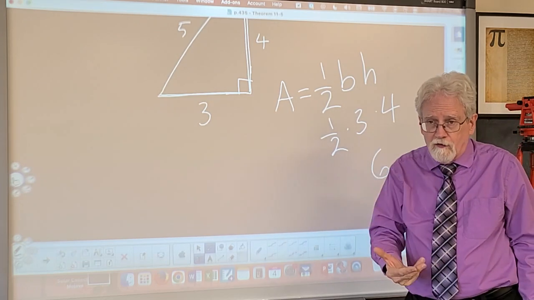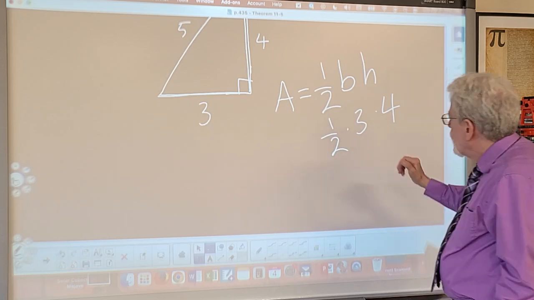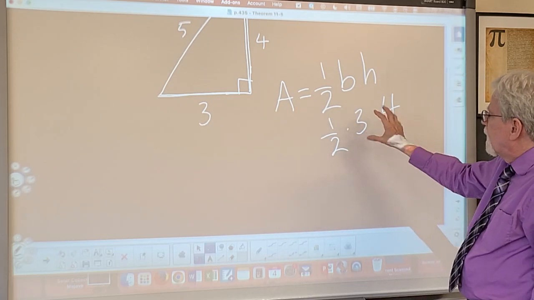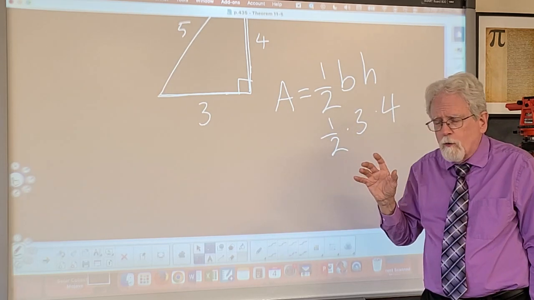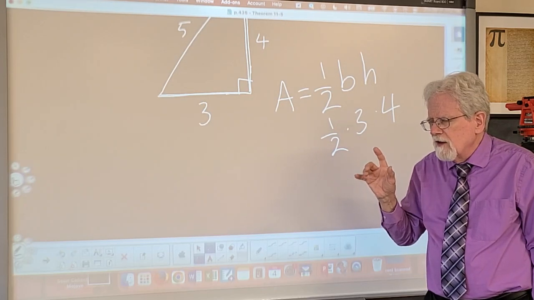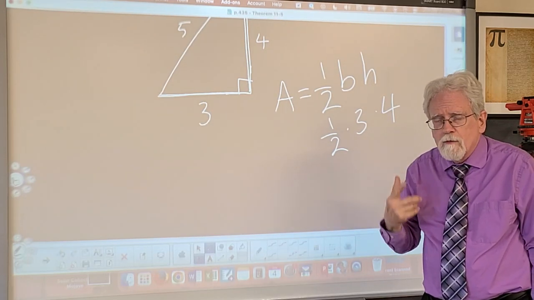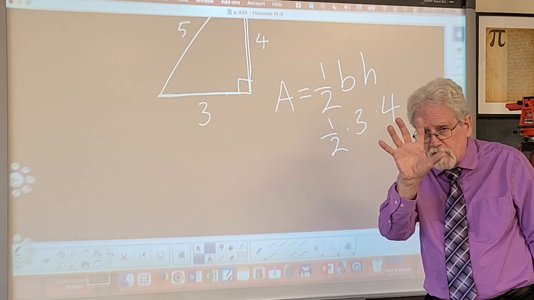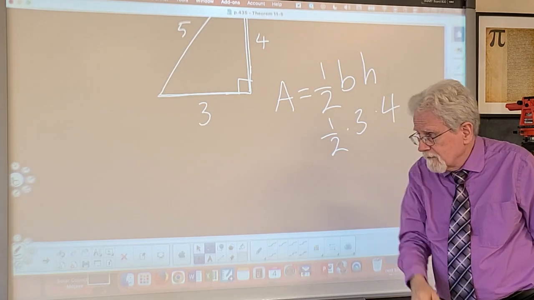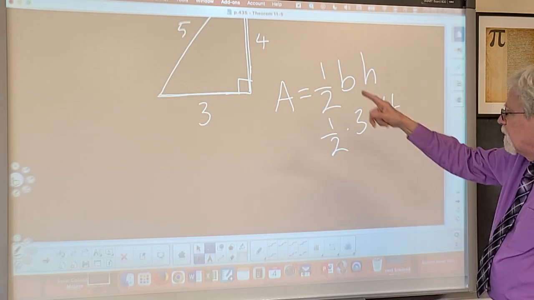By the way, what rule says we can rearrange this any way we want to? That would be the commutative property. The commutative property says we can flip things around. All right, so that's all there is to that. This one is going to be 6.